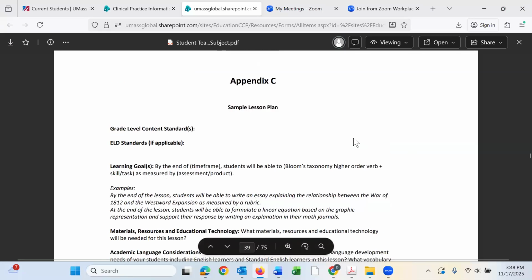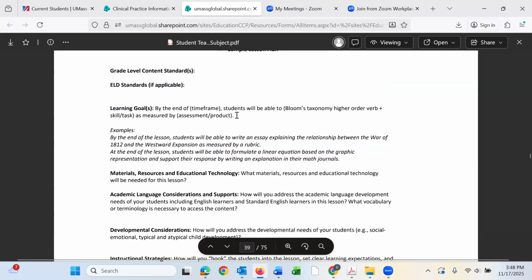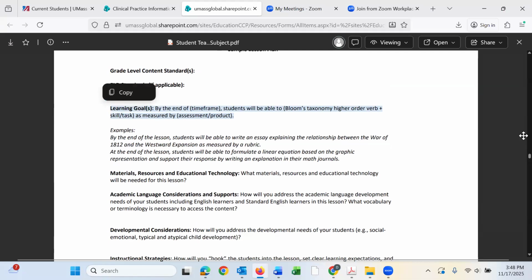So Student Teaching Handbook, Appendix C, there's a formula for how to write a content learning goal. By the end of the period, by the end of 20 minutes, whatever your grade level is that you're working with, students will be able to insert your Bloom's taxonomy higher order verb here as measured by this thing that they're going to be completing. All right, so it's a pretty simple formula.